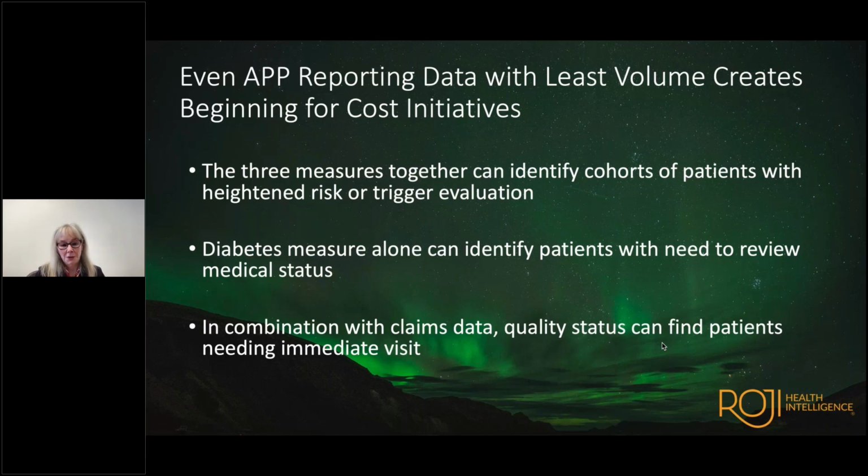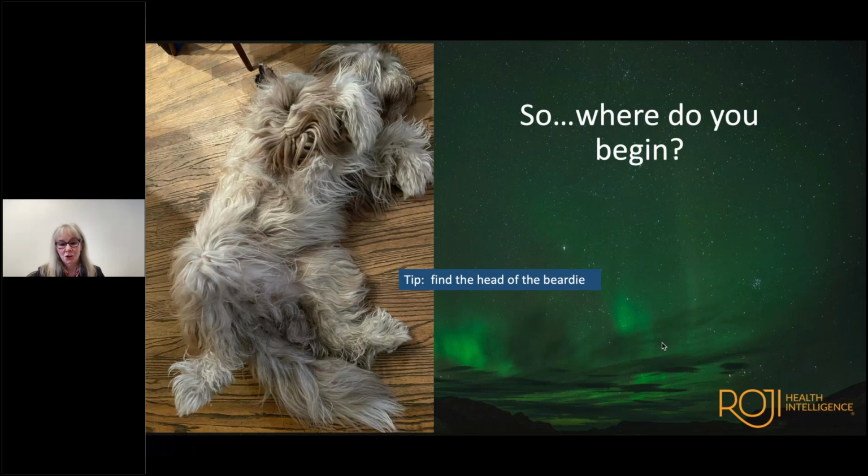This is the puppy Beardy, a little older than chomping at the stick, and very hard to find where the tail and the end is of this one.